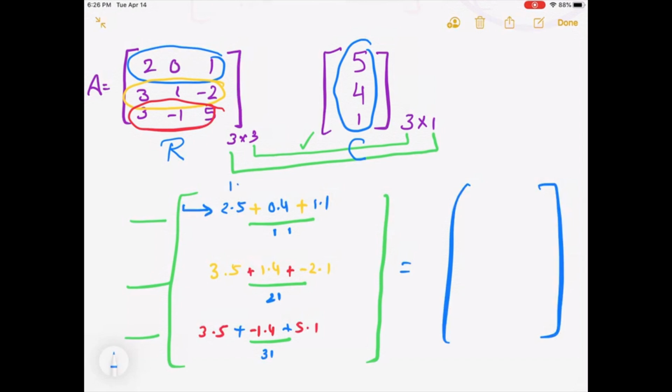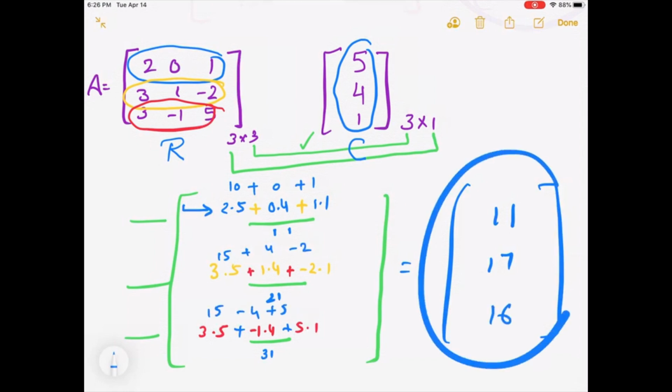2 times 5 is 10, 0, and 1. So my first number is 11. 15, 4, -2 would be 17. 15 here, -4, and 5, this would be 16. And yeah, that's my answer.